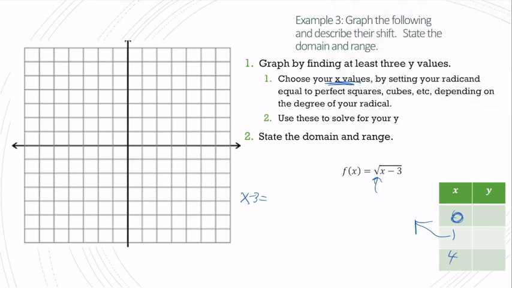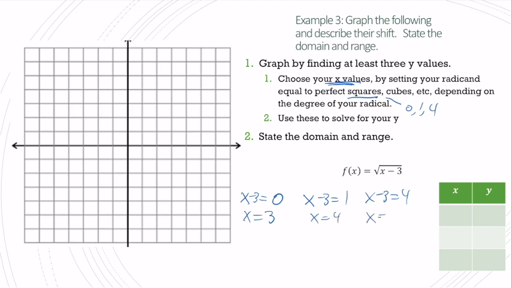So let's go ahead and set x minus 3 equal to the first few perfect squares, which are going to be 0, 1, and 4, always. And when I solve these for x, I see x is 3, x is 4, and x is 7. Those are going to give me values that when I substitute in to my function, give me perfect square roots as answers. So they're so much easier for us to graph.